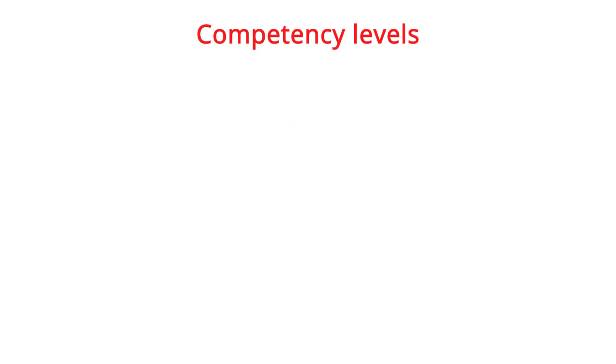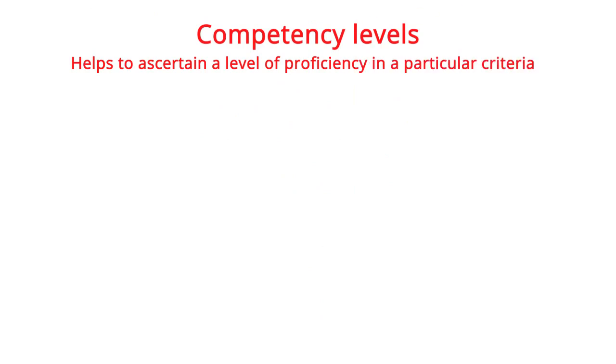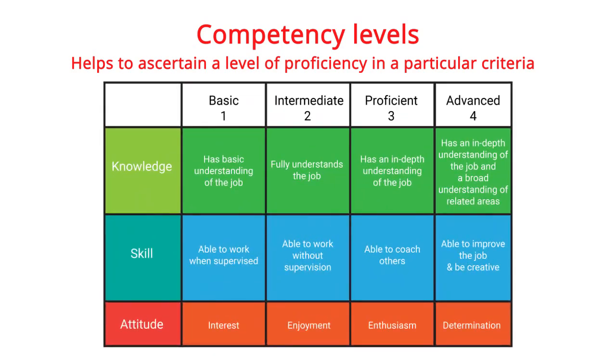Now, your competency levels help you to ascertain the level of proficiency in a particular criteria. So that is a ranking from perhaps novice to expert level in that particular criteria. The number of levels you have in each competency dimension depends on the company, and the table you are seeing on the screen now is just provided as an example. So let's quickly look at the table. You can see that at the top of the table you have basic, which is ranked as 1, intermediate 2, proficient level is 3, advanced level is 4.